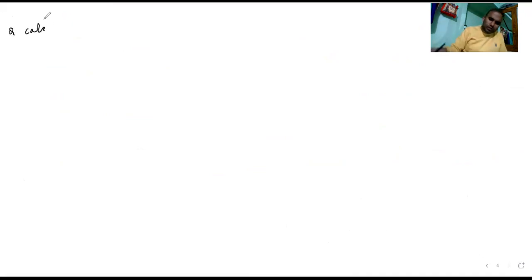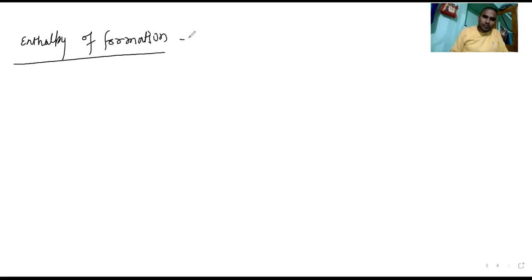If you are talking about enthalpy of formation, one more is there, a direct equation. So first of all, let us try to understand enthalpy of formation. What is the concept of enthalpy of formation? Enthalpy means energy. Whenever we say enthalpy, that is energy. But energy means it is always supposed to be released, while enthalpy can be positive and negative.